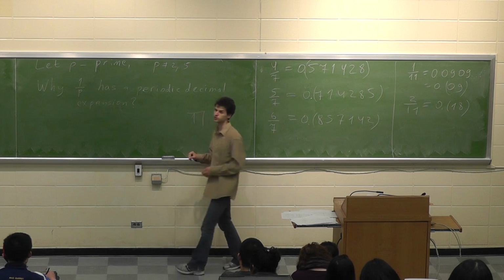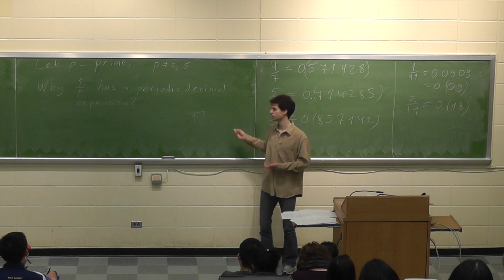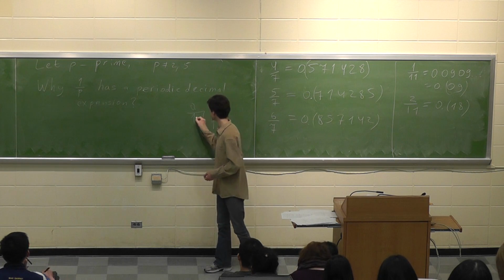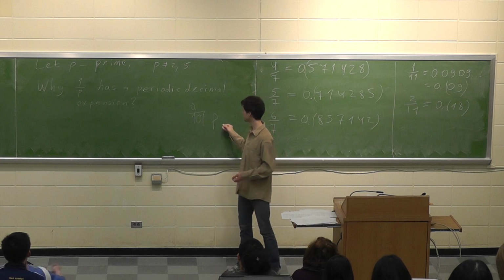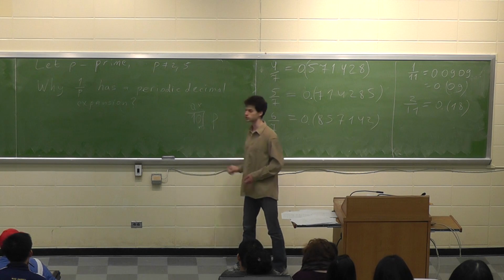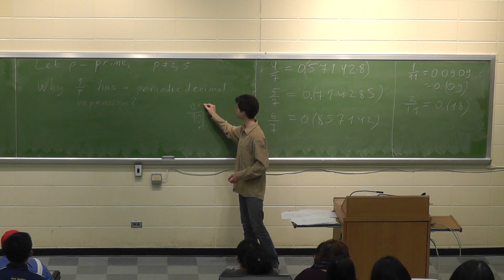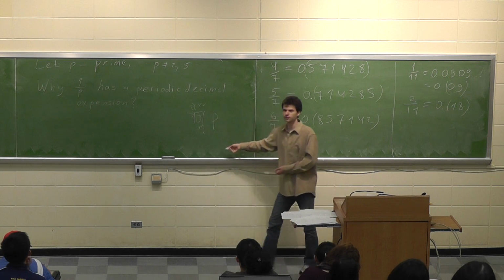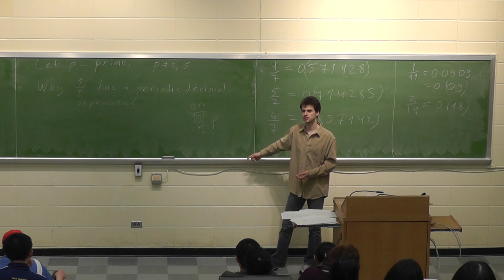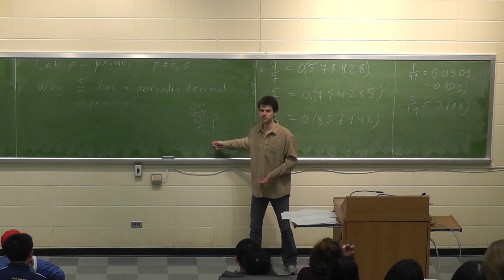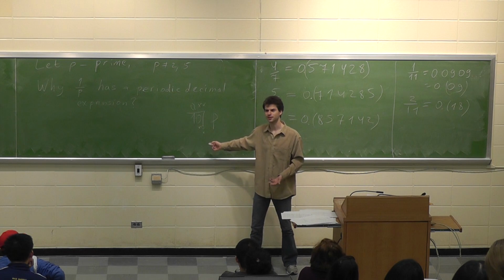You just look at the process. What happens when you divide 1 by 3? You get some result, 0. Then you divide 10 by 3. You get some result, you get some remainder. You take this remainder, multiply it by 10, divide it by p, get some result, get some remainder. But there are only finitely many remainders like this. I mean, all these numbers are between 0 and p minus 1.